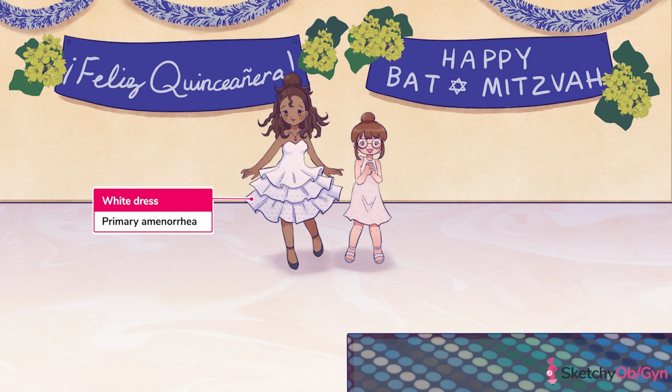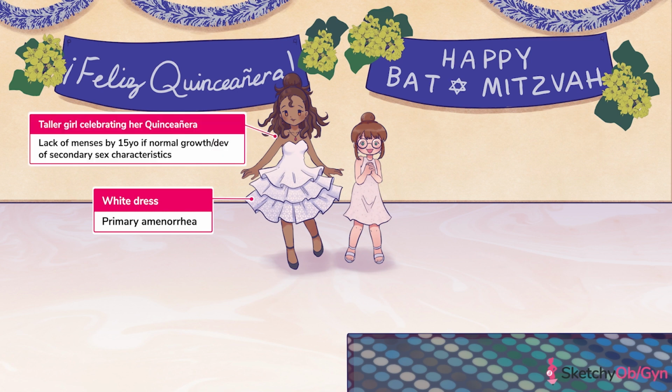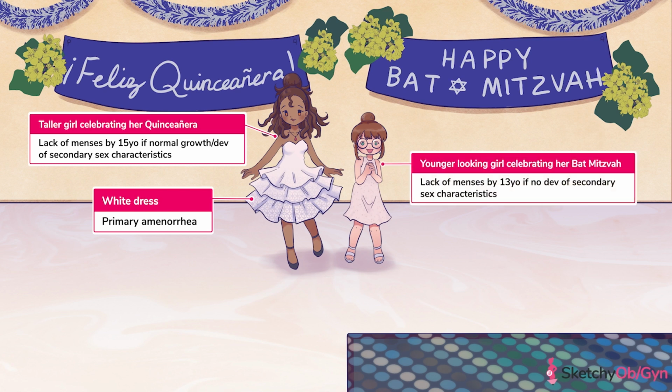The definition of primary amenorrhea is either a lack of menstruation by 15 years old with normal growth and secondary sex characteristic development, represented by this taller girl celebrating her quinceañera, or a lack of development of secondary sex characteristics, as in zero breast development or pubic and axillary hair growth, and no period by 13 years old, represented by the shorter, younger looking girl celebrating her bat mitzvah.